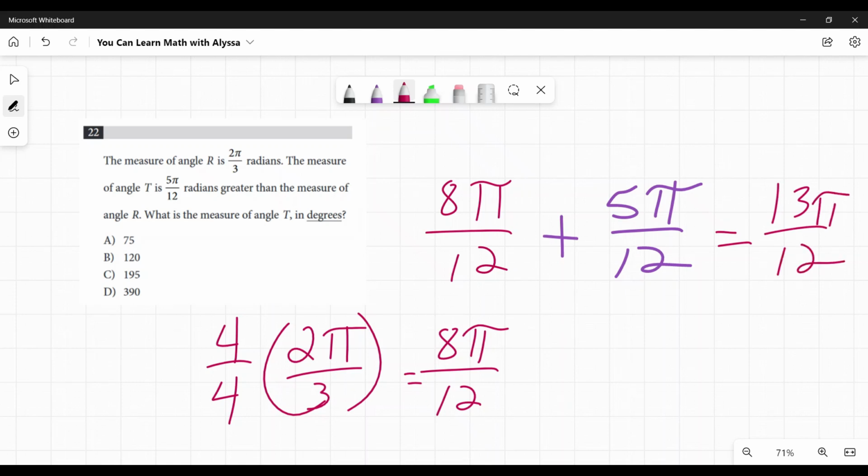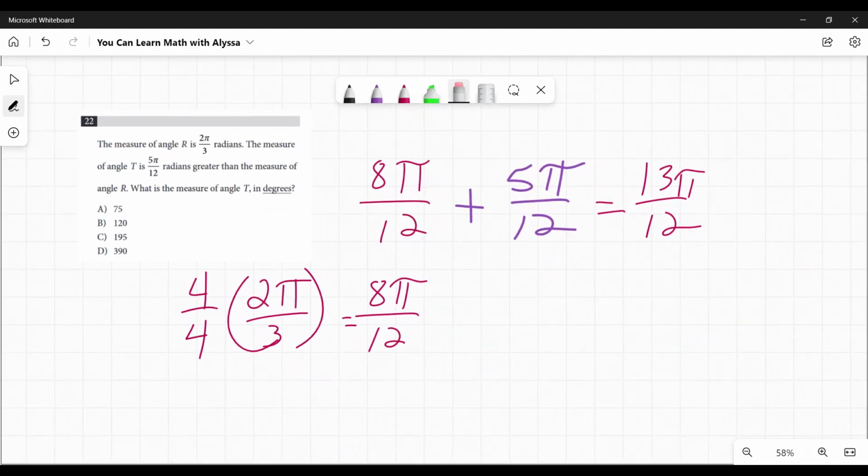Now they want to know, what is this angle in degrees? Okay, so 13 pi over 12, I need to convert that to degrees.